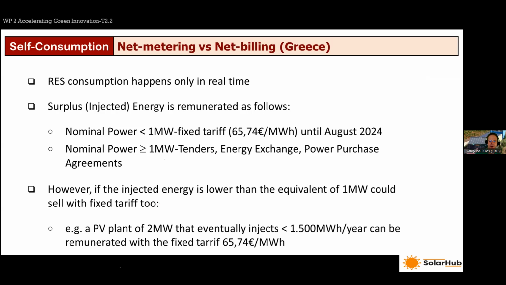Sorry for walking you faster here, but we have to close the presentation and have some discussion. This is a variant of net metering that allows you to sell the excess amount of electricity to the DSO, which is called net billing. The levels of pricing are defined by the amount of energy you inject into the grid, and they are loosely connected to the nominal power of the installation. So there are specific procedures that are followed if you are below or above 1 megawatt of system.